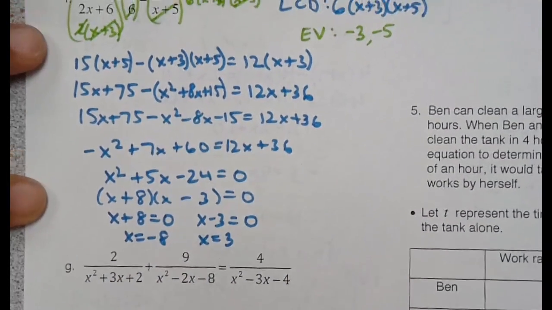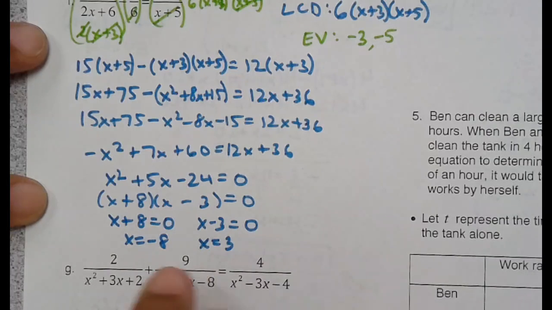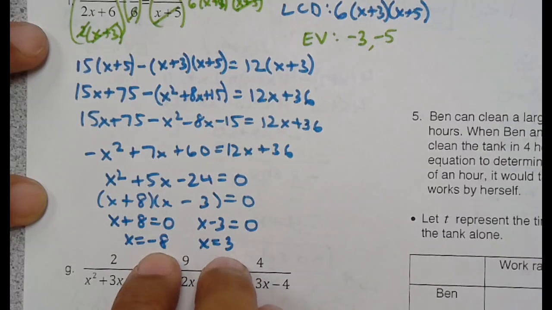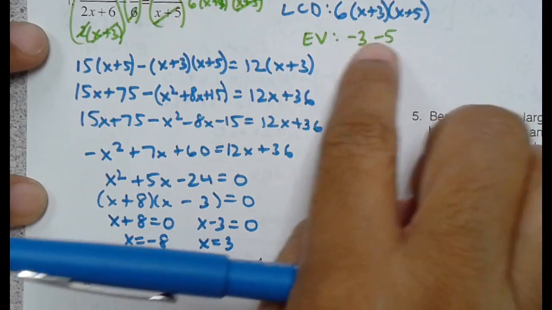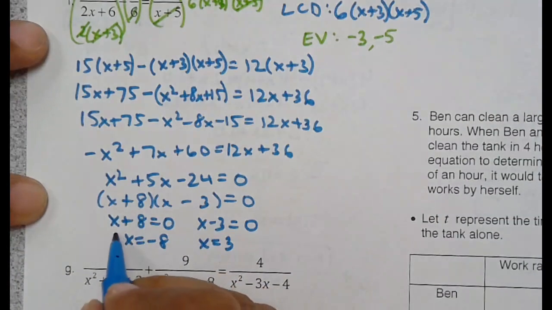Before we box our answer, let's look at the excluded values. Negative 8 and 3 are both great because negative 3 and negative 5 are the only ones that don't work, and these are fine.